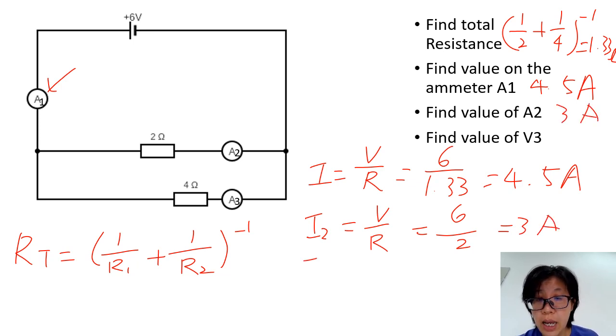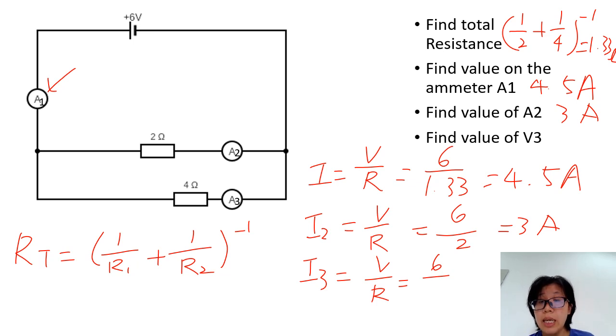Now for A3, using the same way again, V over R, V is 6, R, because they want A3, the value of the ammeter across a 4 ohm resistor.